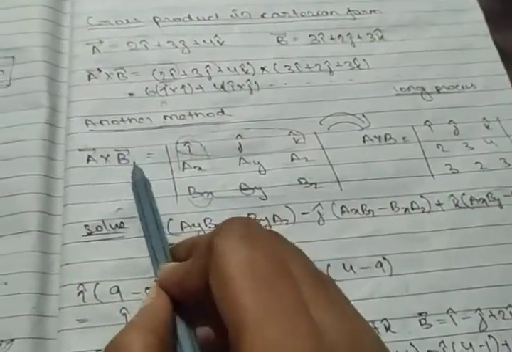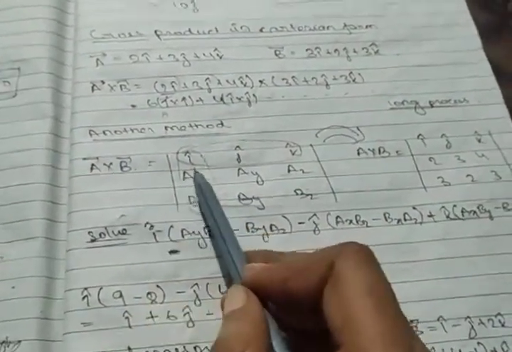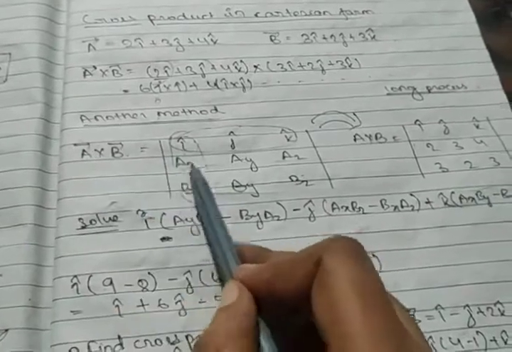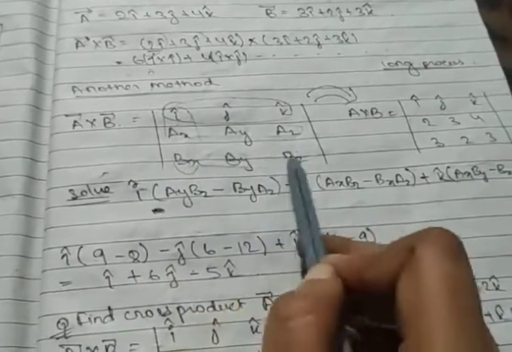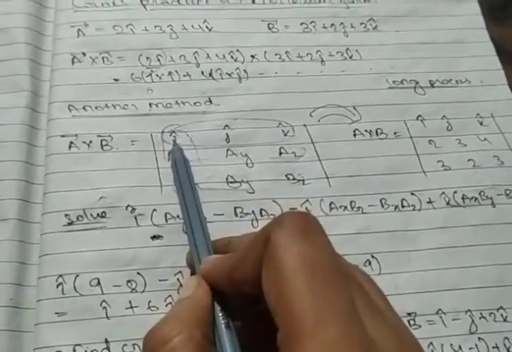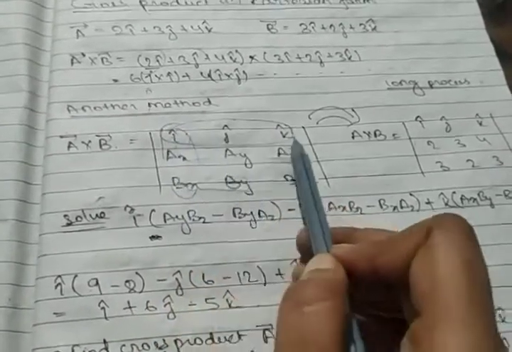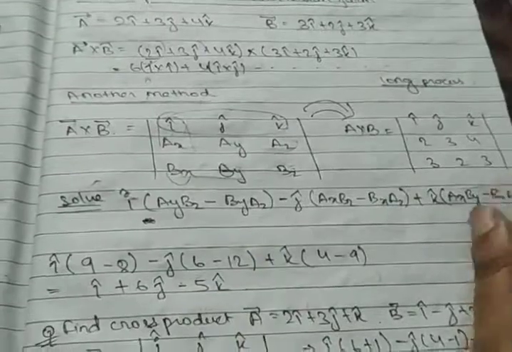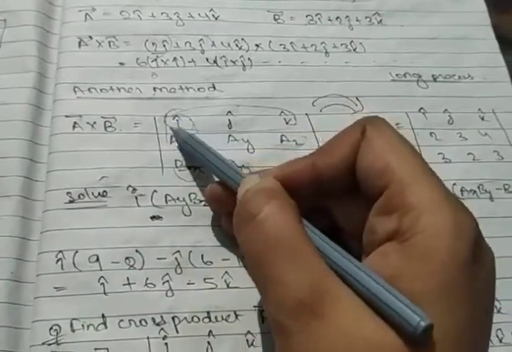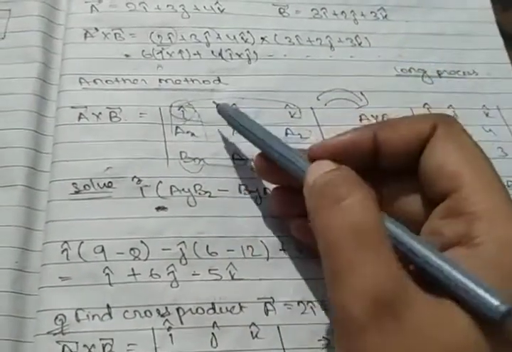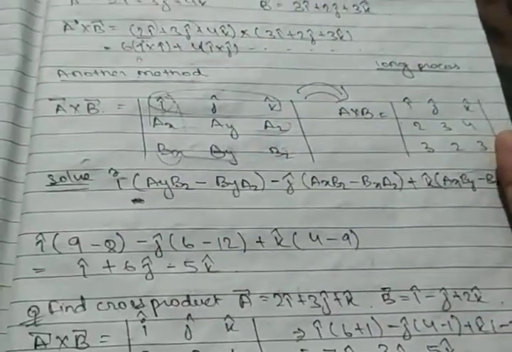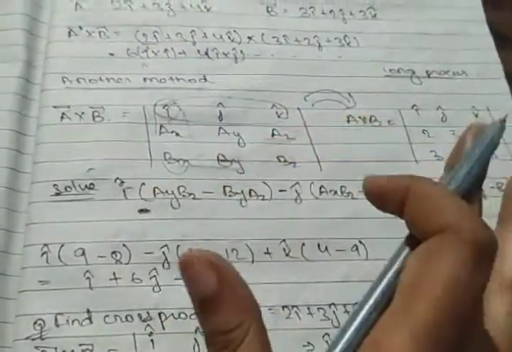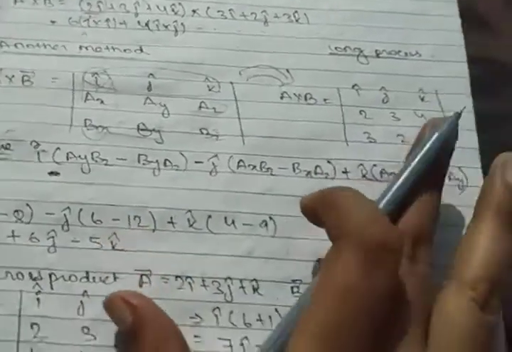Suppose I want to find A cross B. So A has x component, y component, z component. I'll write here. B has x component, y component, z component right here. Here we will write the unit vectors i, j and k. Now how to solve it? Try to understand, this is a determinant. You will study this in class 12th, but now you just have to learn how to find the cross product. This is a process.